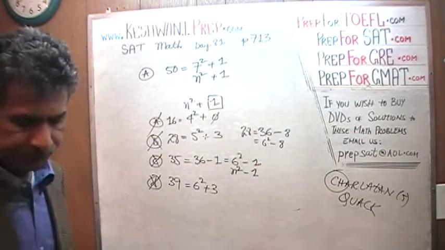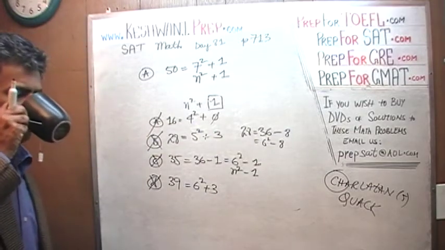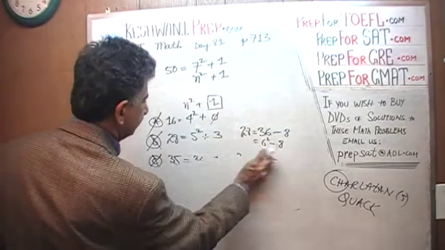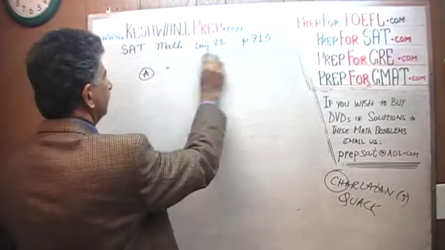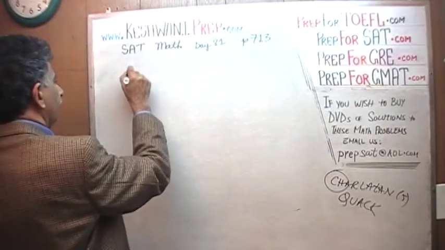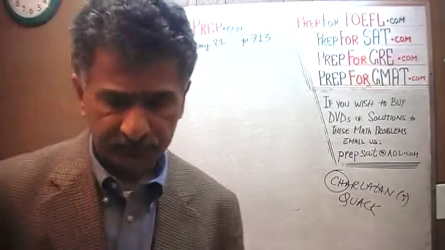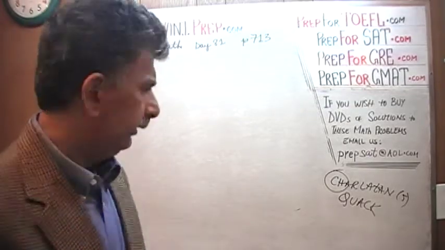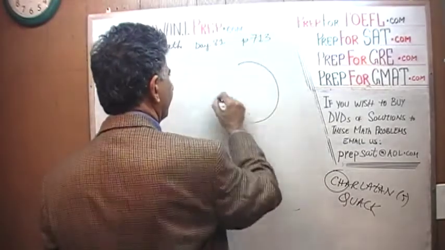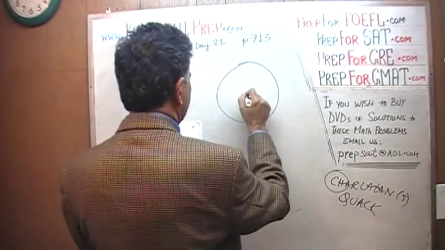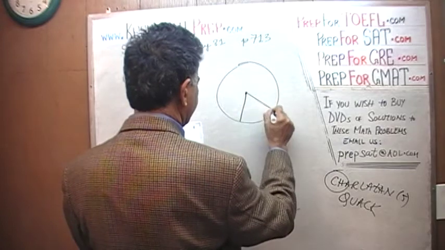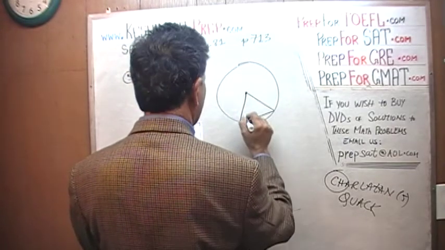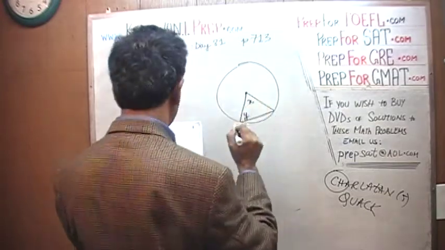Number 5. In number 5, they give us a little picture here. Let me reproduce it here. We are told the picture is not drawn to scale. Alright. So here is our circle, and the triangle sits something like this. We are told that this is y degrees and this is x degrees.